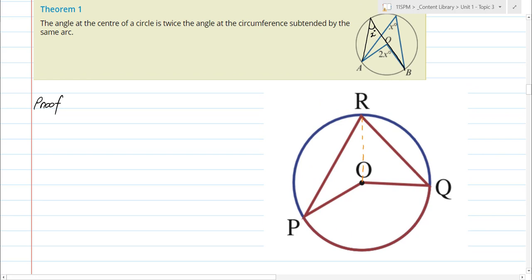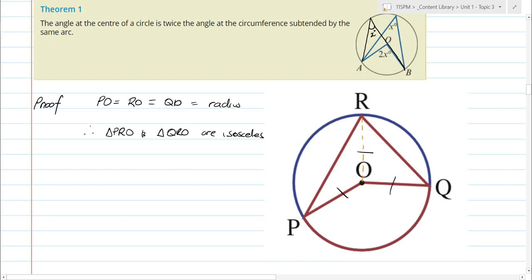A quick proof involves drawing that extra radius. So if you have this orange dotted line radius, and PO and PQ, you'll notice here that PO equals, sorry, not PQ, PO equals RO equals QO, because they're all radii. And so therefore, triangle PRO and triangle QRO are isosceles. So that's going to help. That's equal to that is equal to that.